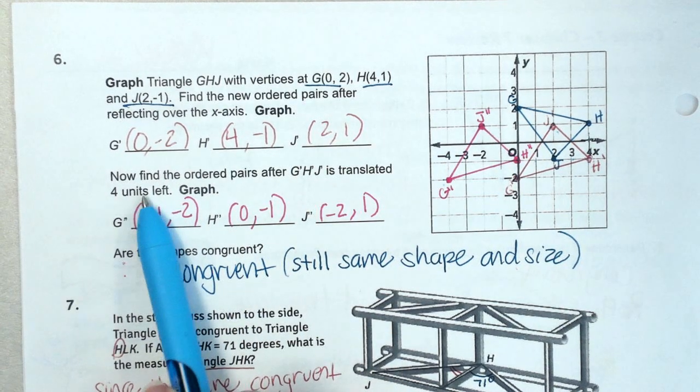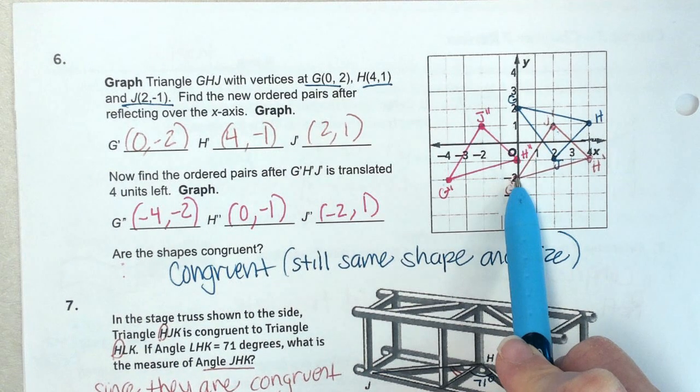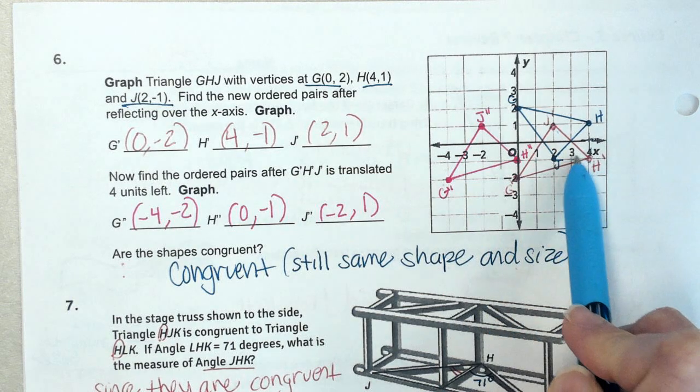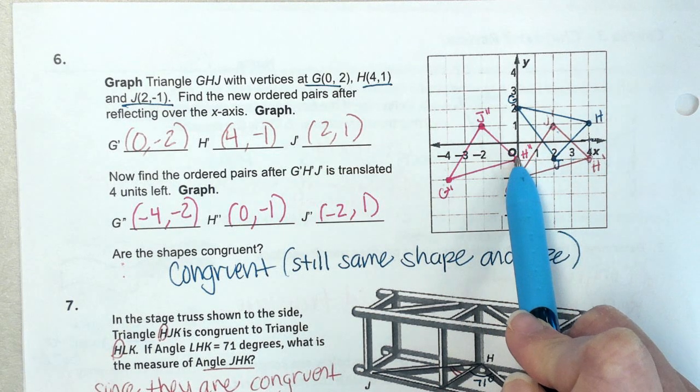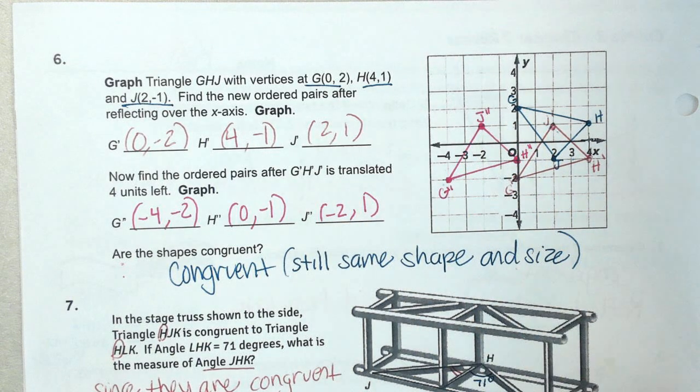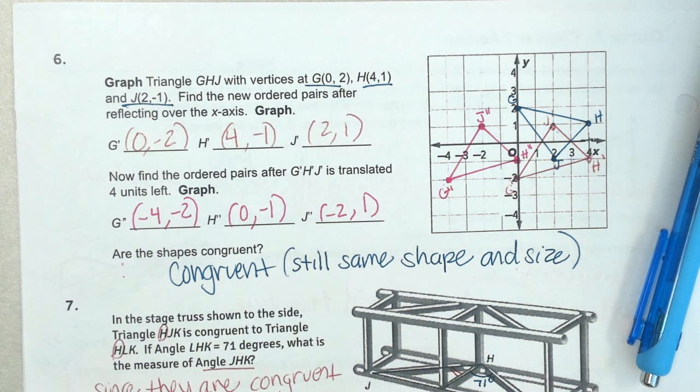Then the last part, it's 4 units to the left, so I just counted on each one. 1, 2, 3, 4. There's my first point. 1, 2, 3, 4. There's my second point. 1, 2, 3, 4. There's my third point, and wrote them down. Because we were using reflections and translations, they are still congruent. Remember, reflection, rotation, translation, all of those keep it congruent. Dilation is changing it. Then it would be similar.